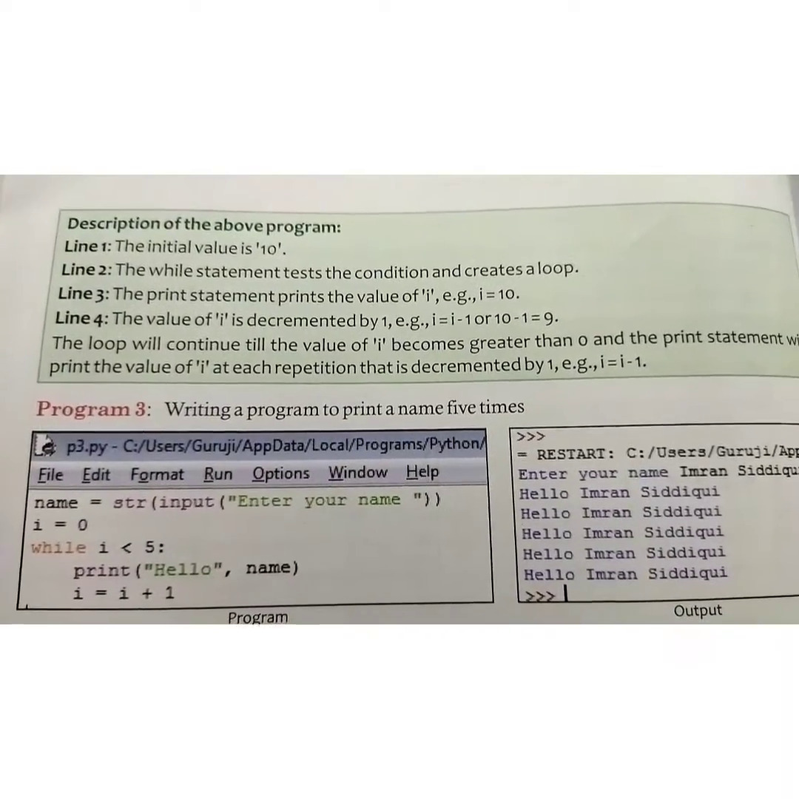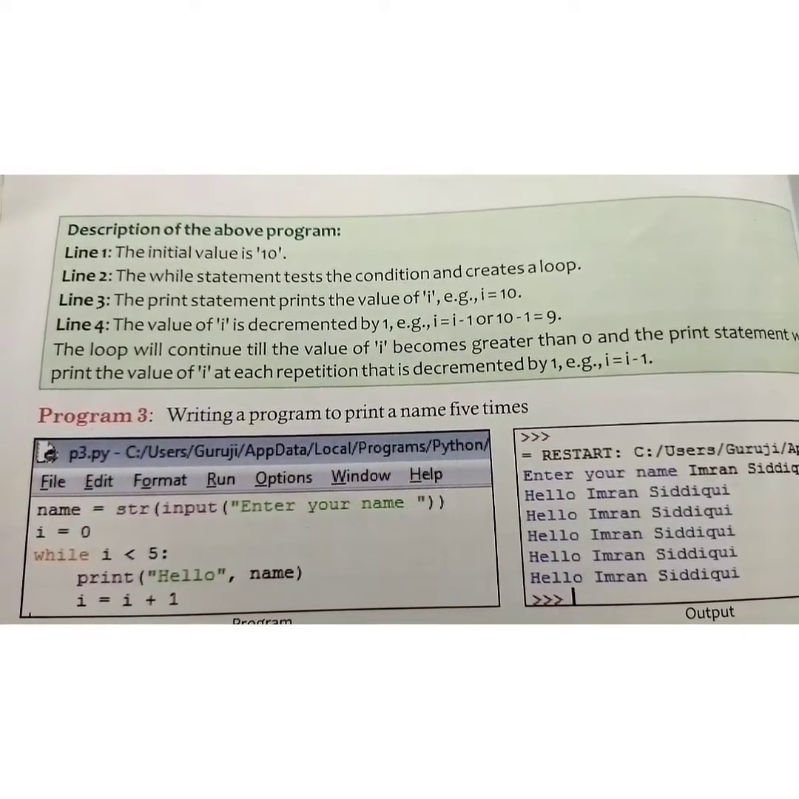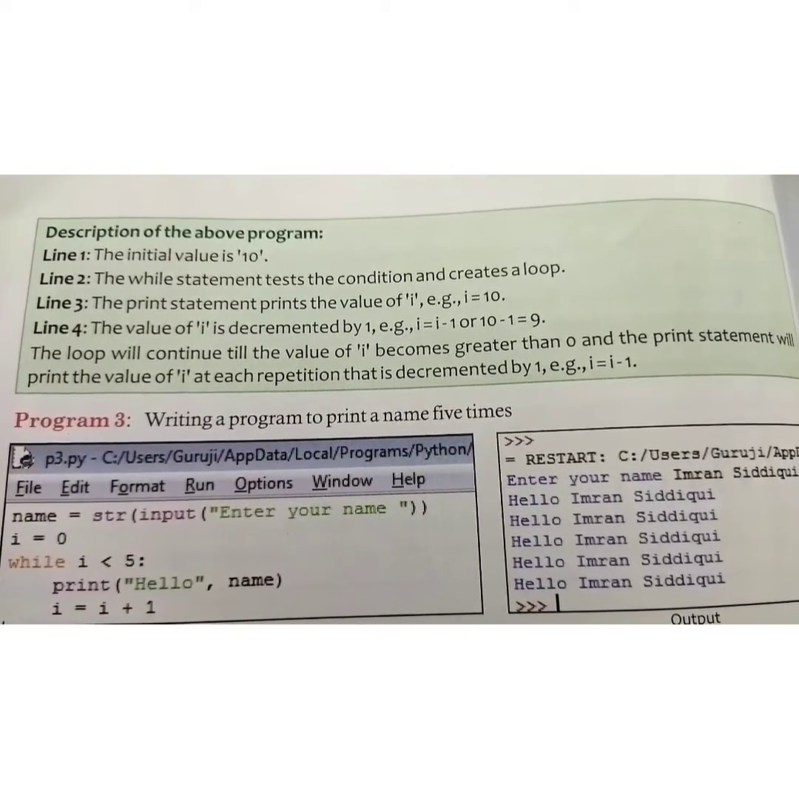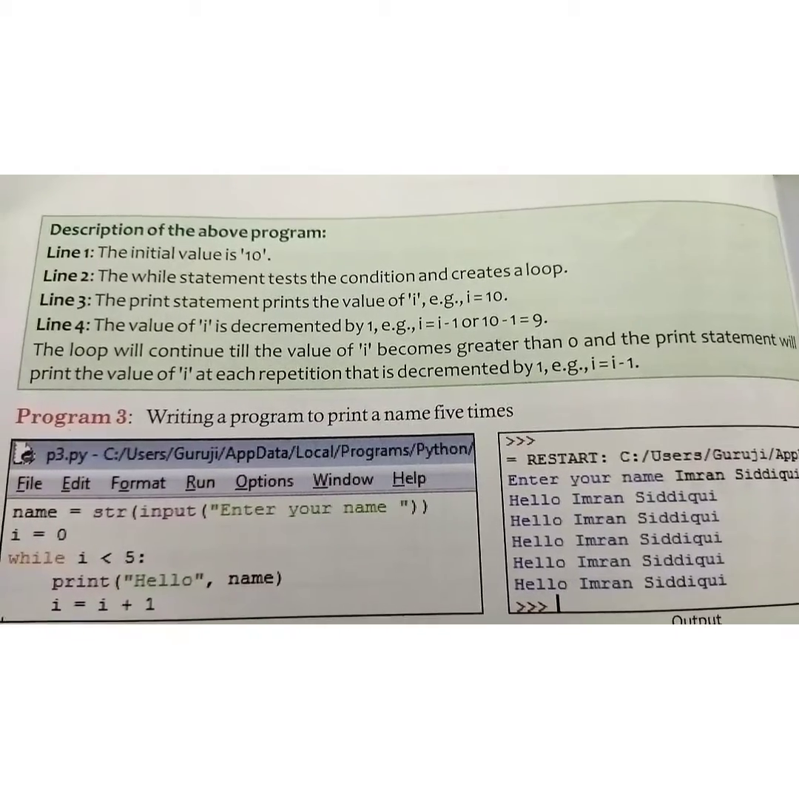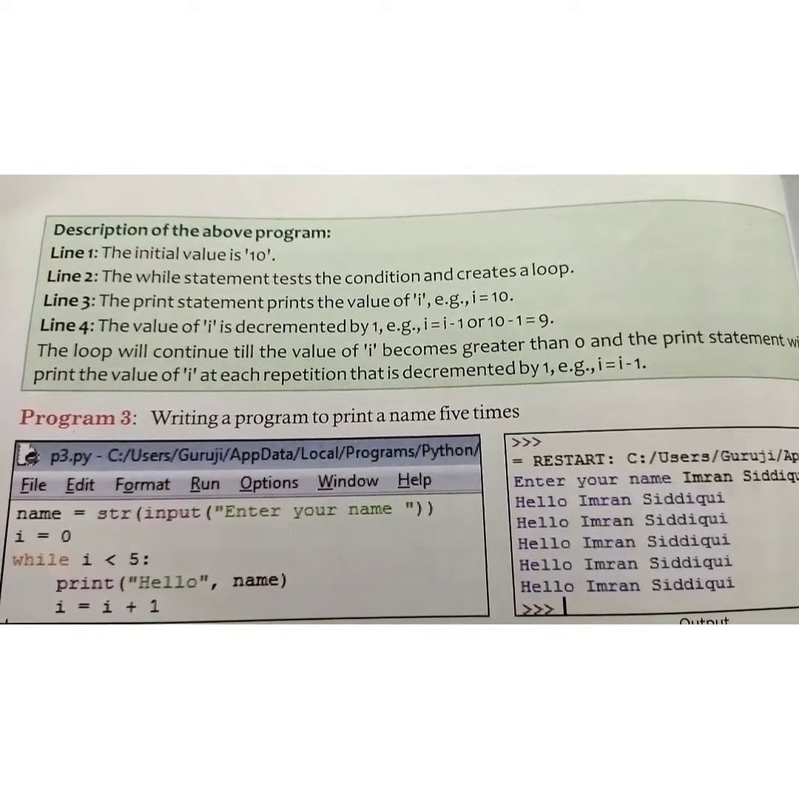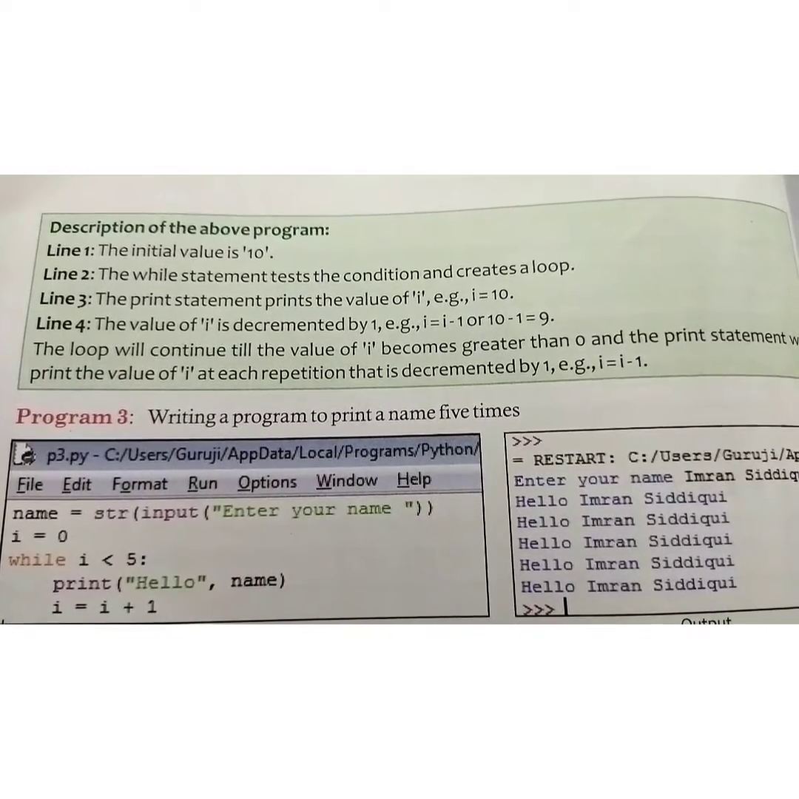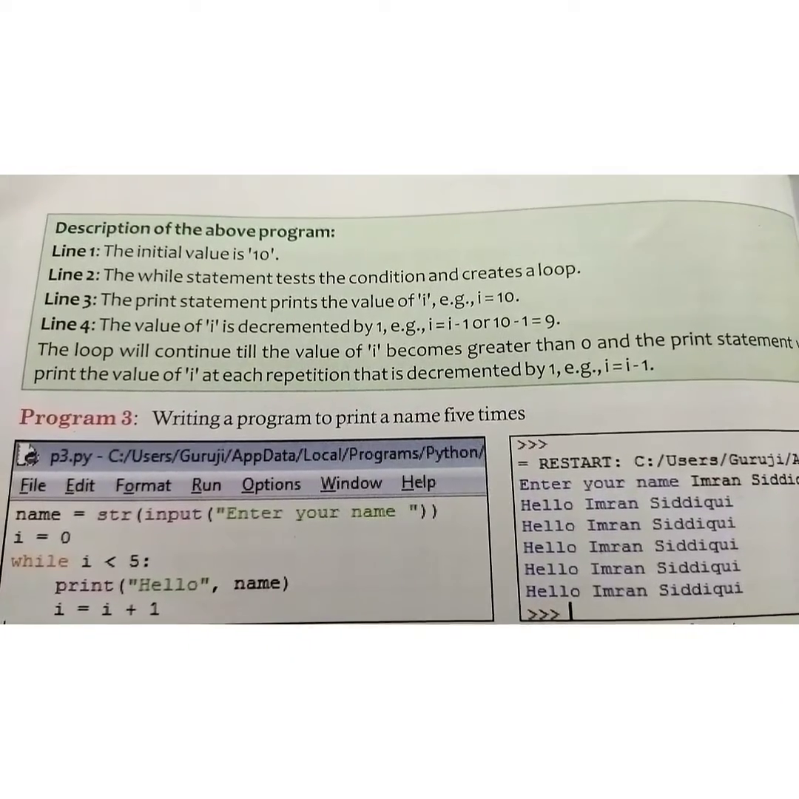The description points of this program, students: the initial value is already given, 10. We will take this value 10. Next, the while statement tests the condition and creates a loop. The print statement prints the value of i, which is 10. The value of i is decremented by 1: i = i - 1. Then 10 minus 1 equals 9.